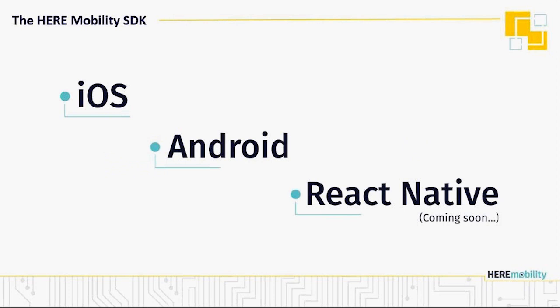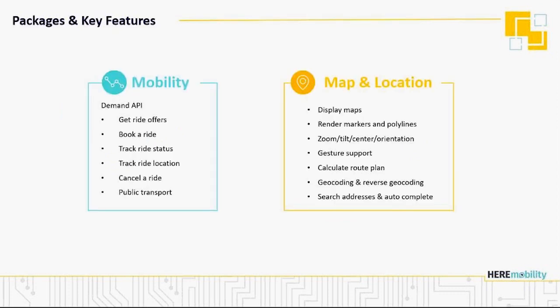The HERE Mobility SDK is available in 3 different platforms. It's available in iOS, in Android, and very soon it will also be available in React Native. The Mobility SDK contains 2 packages, Mobility and Maps and Locations. The Mobility package allows access to the Marketplace Demand API, so you can find functions, methods like get ride offers, book a ride, cancel a ride, and we'll get into more details in the next slides. The Maps and Locations package, as you can probably guess, provides map services and locations. I'll also discuss it further in our upcoming slides.